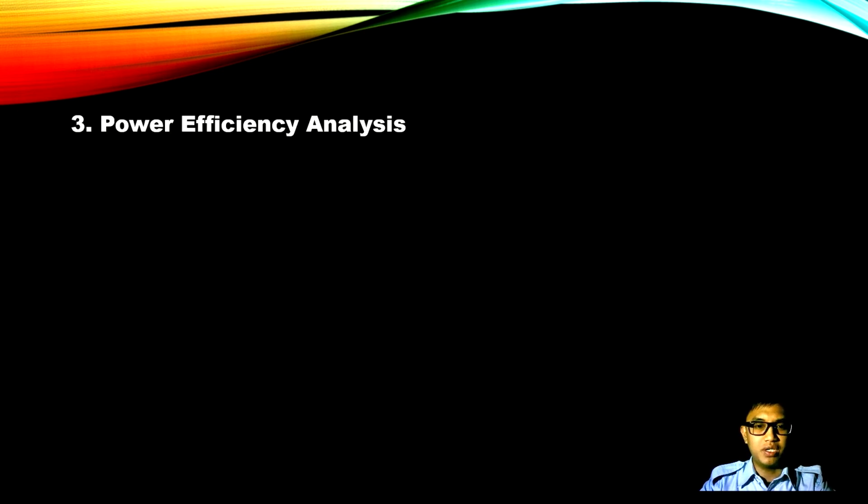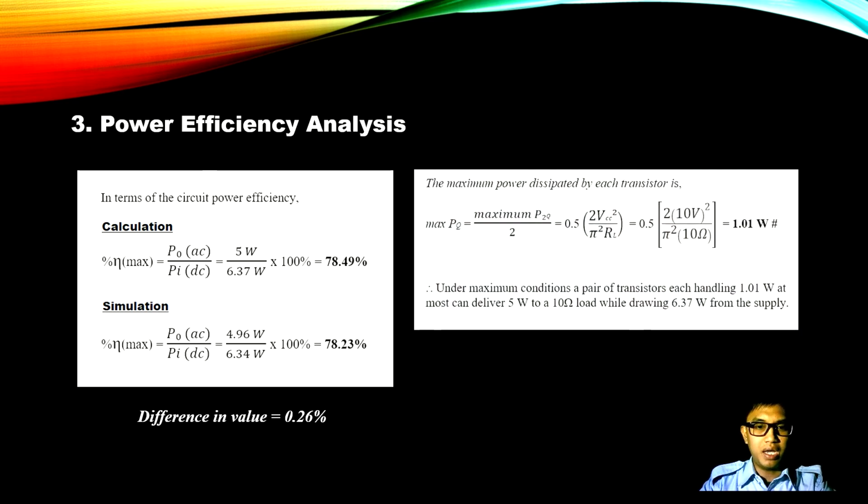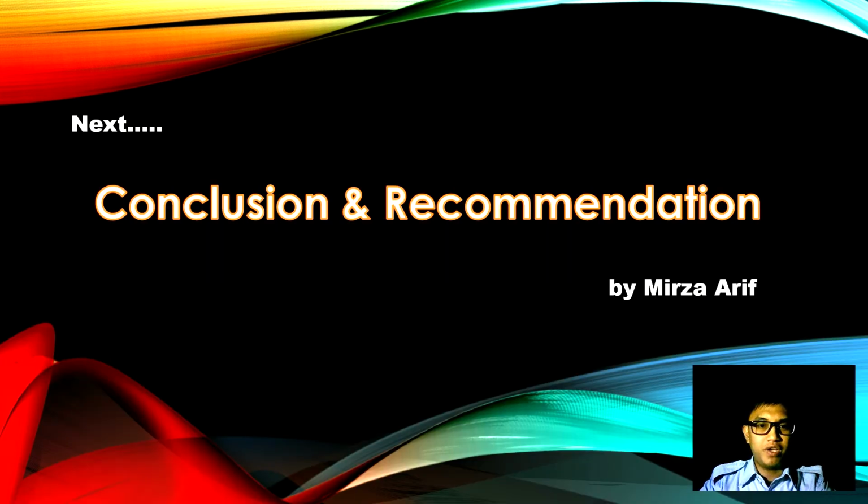Lastly, for the power efficiency analysis, the difference between the calculation in ideal condition and the simulation is just about 0.26%. We can say that under maximum condition, a pair of transistors, each handling about 1.01 watt at most, can deliver 5 watt to a 10 ohm speaker, which is the load, while drawing 6.37 watt from the supply. Lastly, I would like to invite Mr. Mirza Arif to conclude our presentation and explain the recommendations to improve our Class B power amplifier for the radio receiver system.